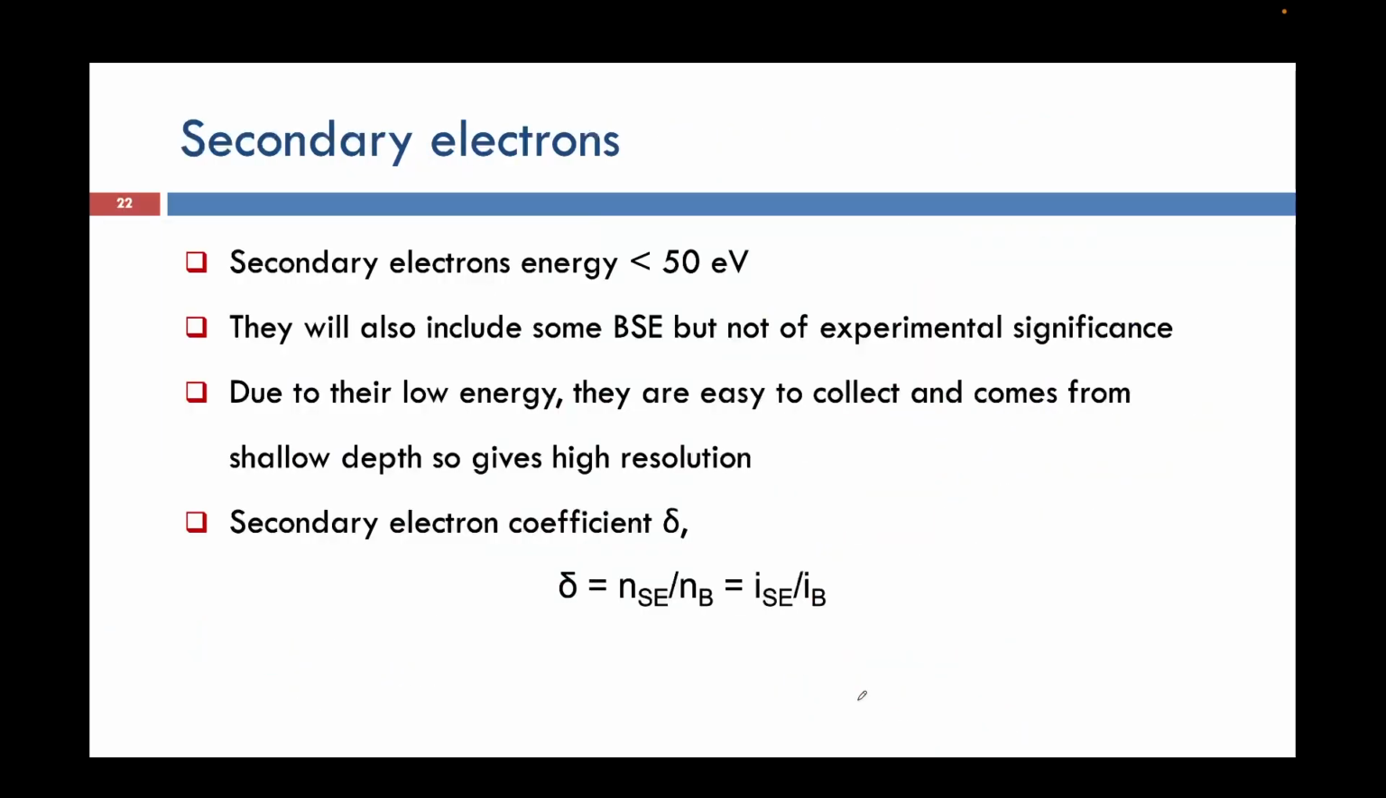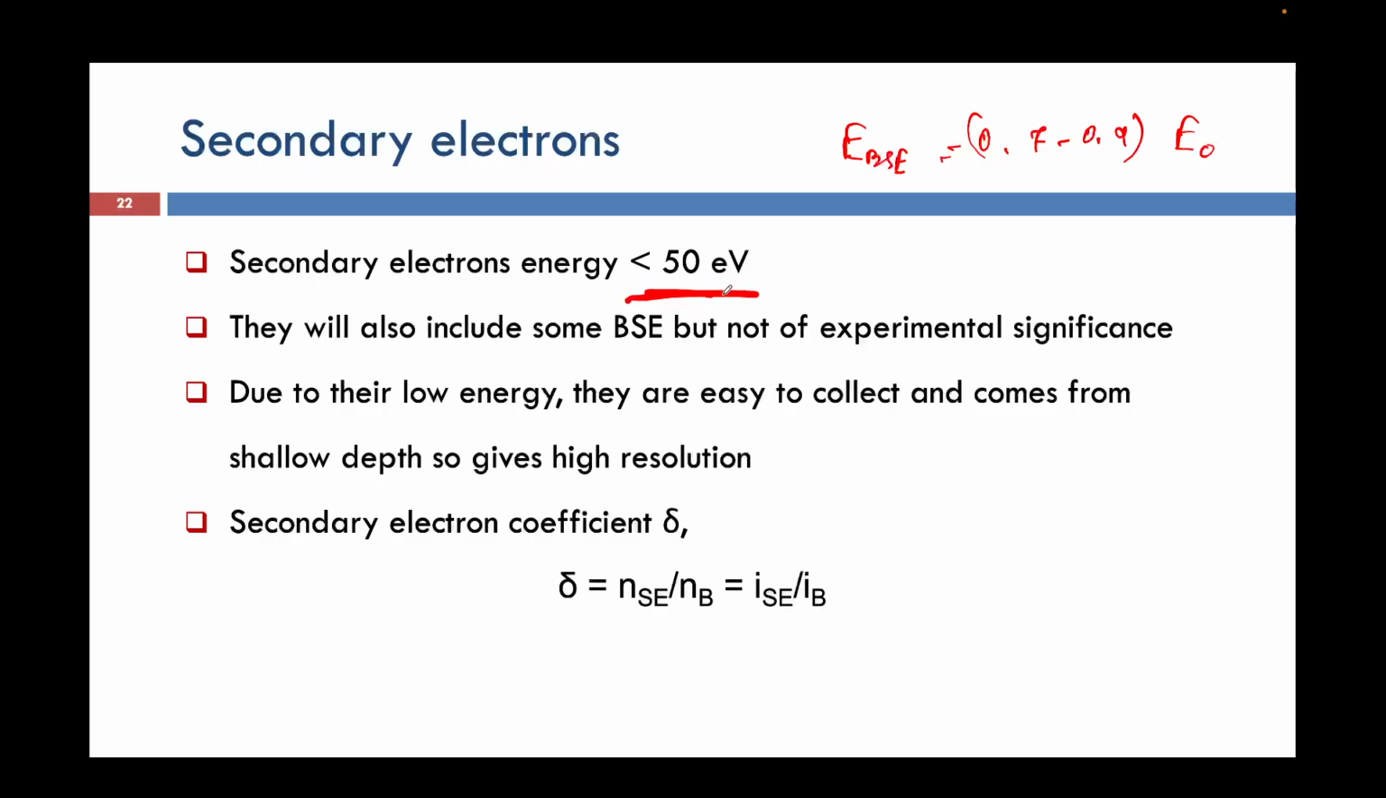Now come to secondary electrons. We know that secondary electrons have energy of less than 50 electron volts, and due to their low energy, they are easy to collect. Backscattered electron energies, if I am talking about BSE, will be 0.7 to 0.9 of the incident electron beam energy, which is very high.